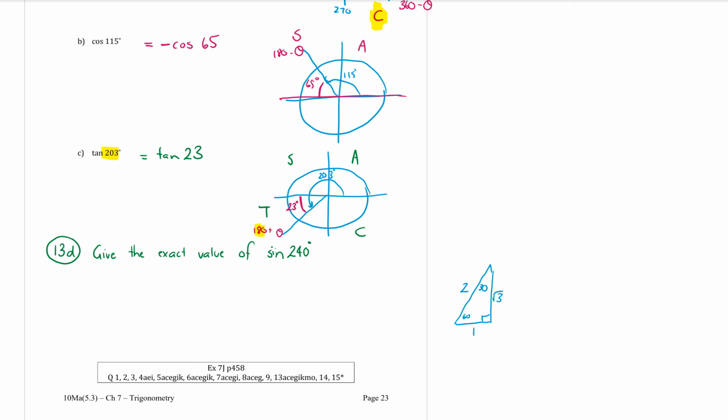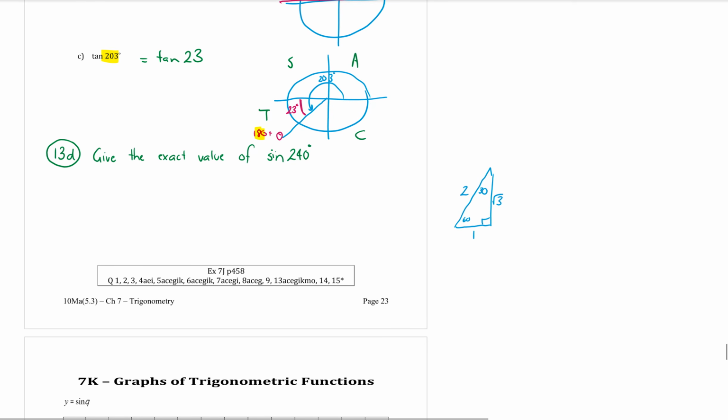Okay, now I've included one extra question here because I thought it would be important to help you with question 13 in your exercise down here. So here's your question 13, and I'm going to do question 13D. The question says to give the exact value of sine 240 degrees. Now, you learnt about exact values a few lessons ago. Hopefully you remember these triangles. I've drawn one of them over here. There was a second one as well, but I've drawn the one that's going to help us with this question.